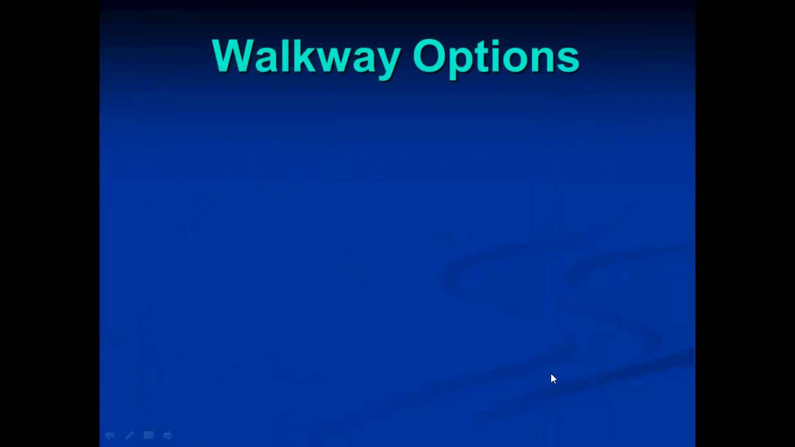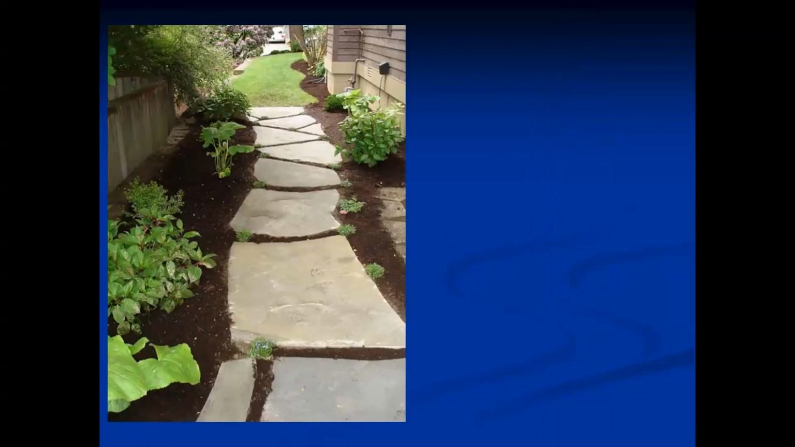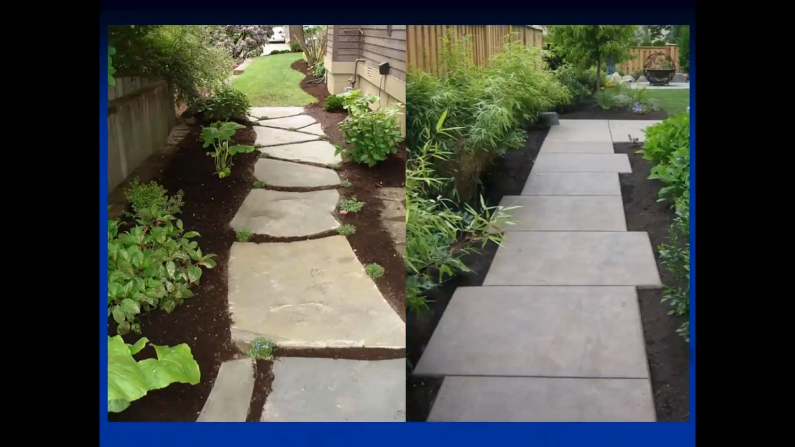There's some options for walkways even. You don't have to have just straight lines. You could have something like this with broken pieces of flagstone. Or here's another one where they've taken concrete and just staggered it instead of making just a solid pour. And it's much more interesting.